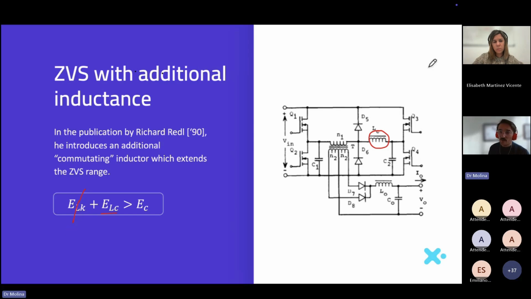But of course, you are increasing the complexity of the circuit because now you have an additional inductance, and usually you will need these two diodes to avoid oscillations.